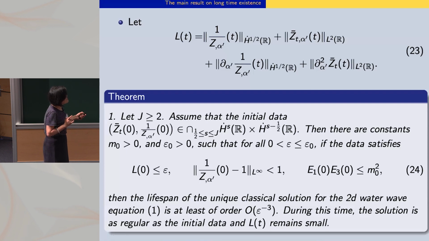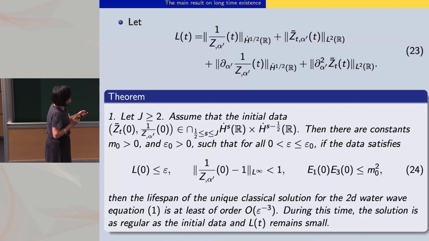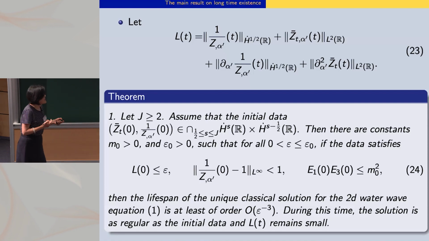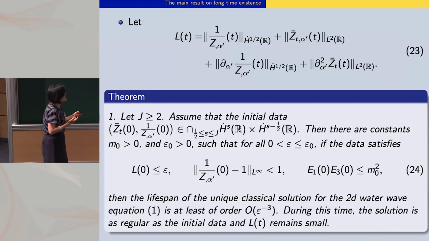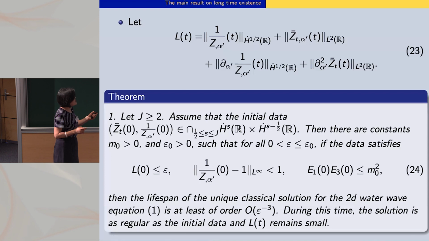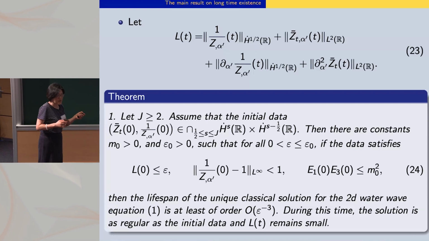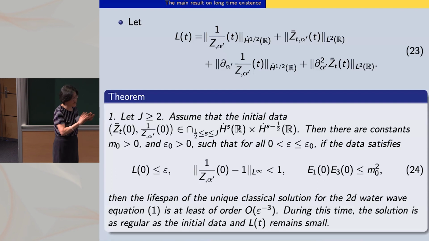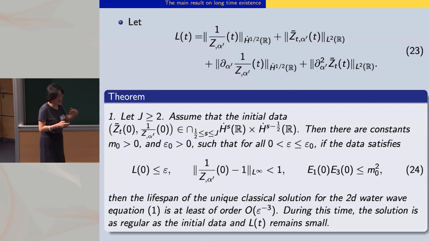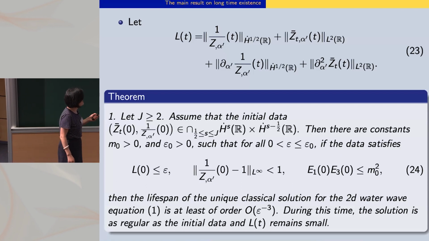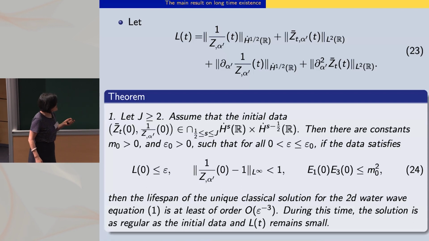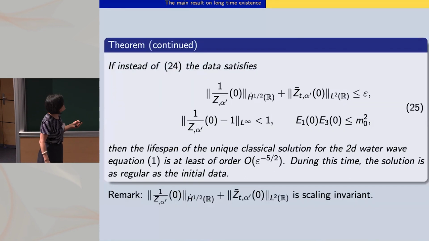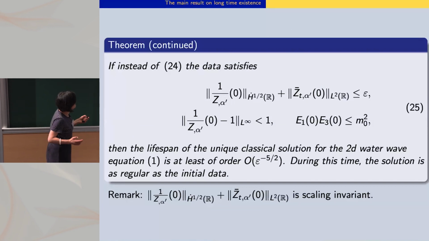Then the lifespan of the global classical solution, a unique classical solution for the 2D water wave, is at least of order epsilon minus 3. And during this time, the solution's regular initial data and L_T remain small. Maybe I didn't emphasize earlier, in fact, what I'm talking about here also works for the periodic case. So everything goes through. You just need to deal with some constant which naturally comes with the periodic case, and it's easily translatable. You can translate everything to periodic.